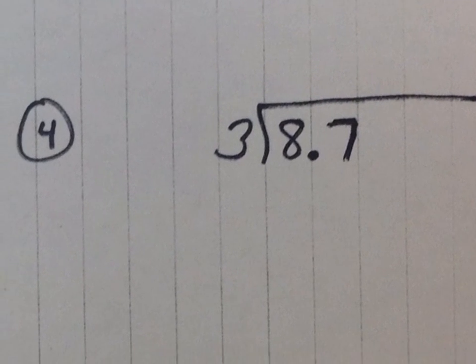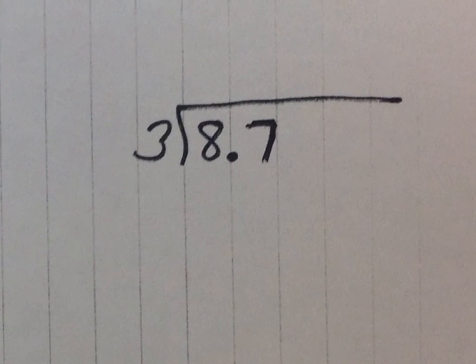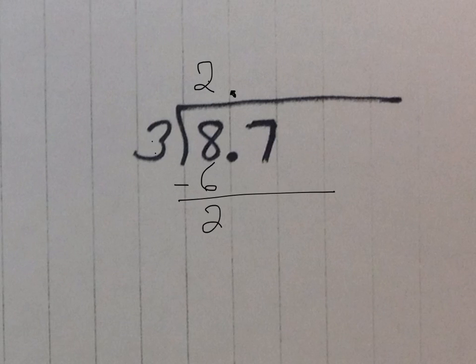Let's go to the next one. Number 4. 8.7 divided by 3. Okay, I see a decimal, so I go right away and put that decimal on top. Then I start column by column. How many 3s go into 8? 2. 2 times 3 is 6. Subtract that, it gets me 2.